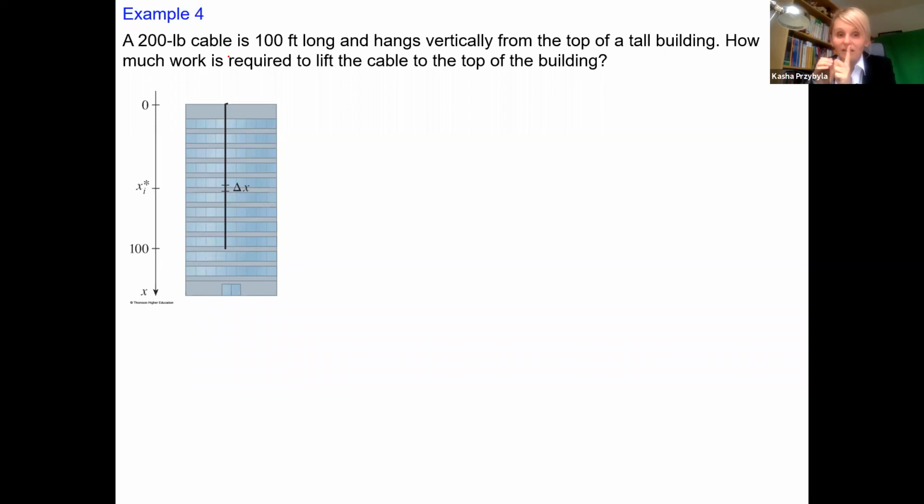I can, again, the force, because we have to just find the force. We have to just integrate the force with respect to the distance. This is, of course, the distance.